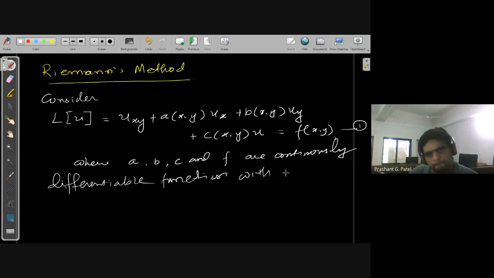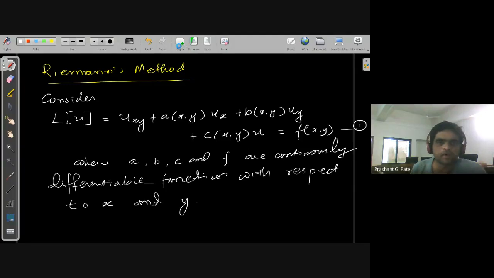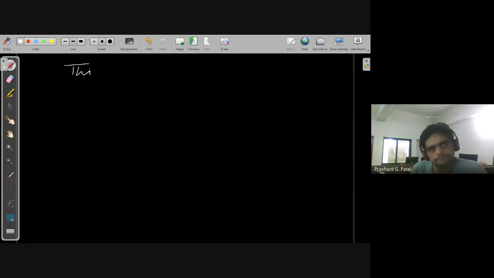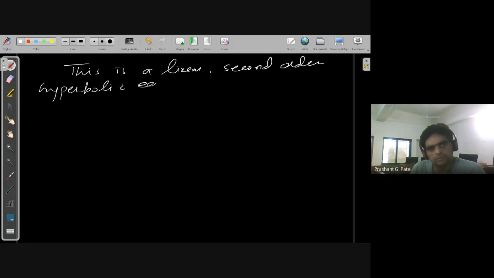with respect to x and y. And this equation is a linear second order hyperbolic equation, which is in its canonical form.